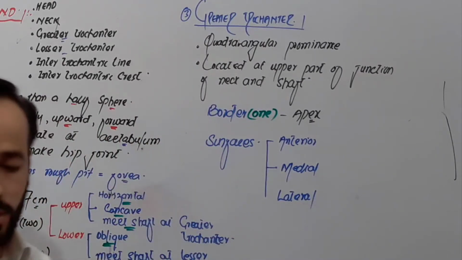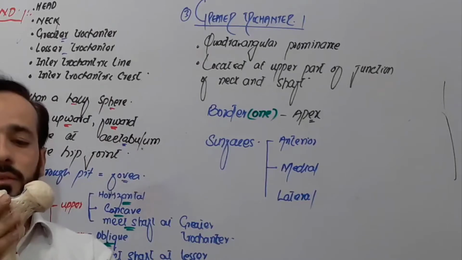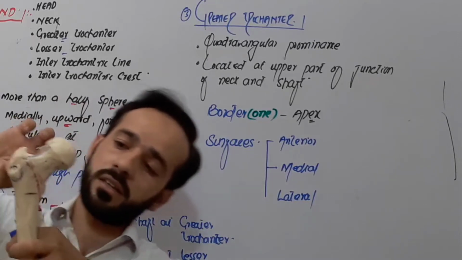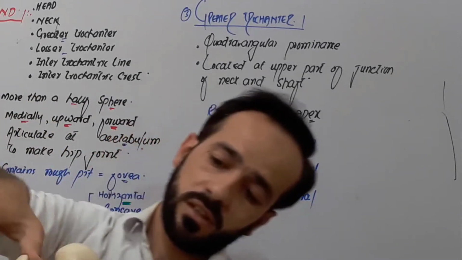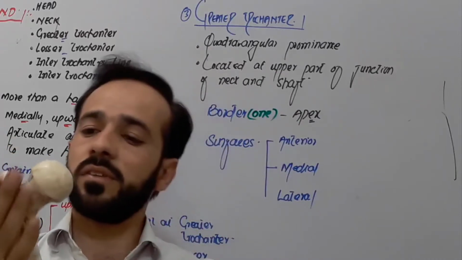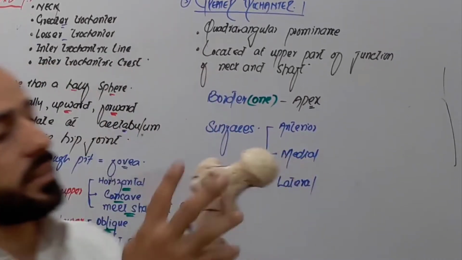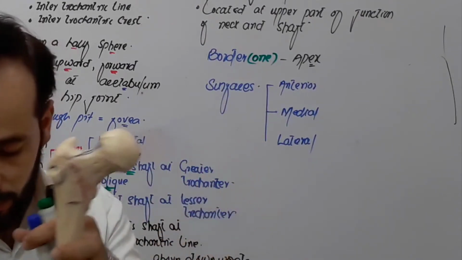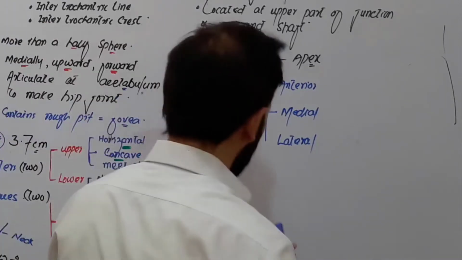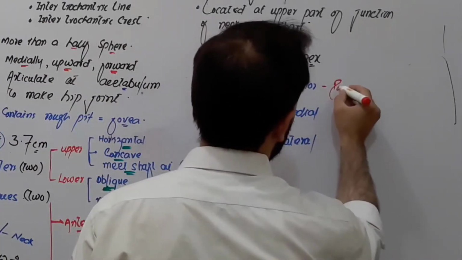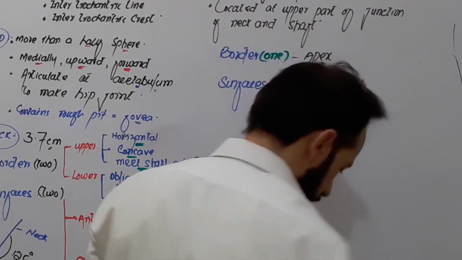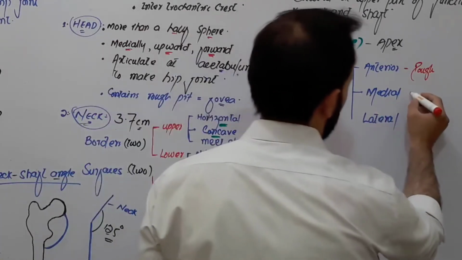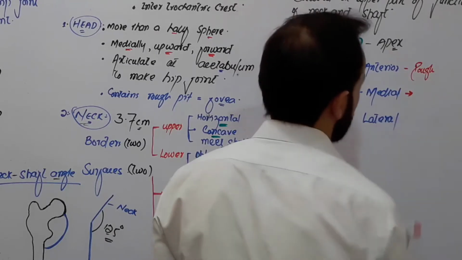Now let's see it. Here is the bone itself, right? There we have written the anterior surface, then there is the lateral surface, and then there is the medial surface. So this is the medial surface of it, this is the lateral surface, this is the anterior surface. The anterior surface is a little bit rough in nature, right? It's a little bit rough.